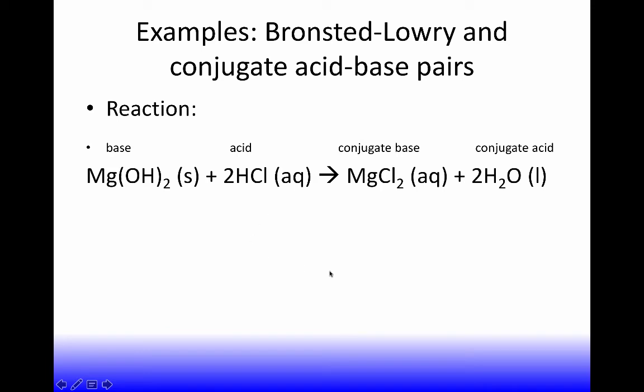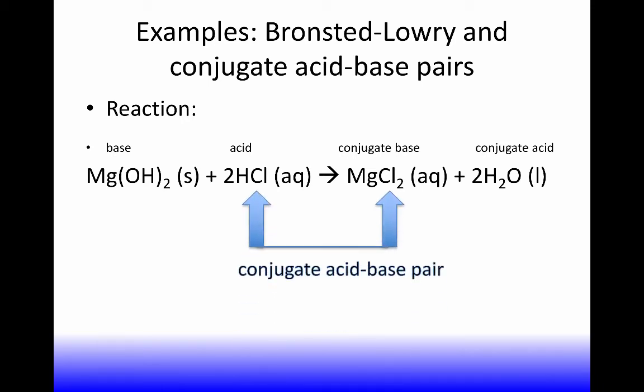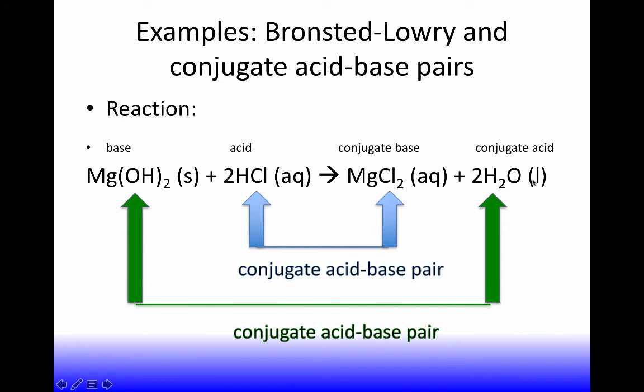Now, in Bronsted-Lowry theory, not only do we determine which is the acid, the base, the conjugate base, and the conjugate acid, we link them together. So what we do is we look for ones that have the same. So for the anion, we're looking for this relationship, the hydrochloric acid and magnesium chloride. So you've got your conjugate acid-base pair. The acid is paired with the conjugate base, and the base gets paired with the conjugate acid. Okay, let's try one more.